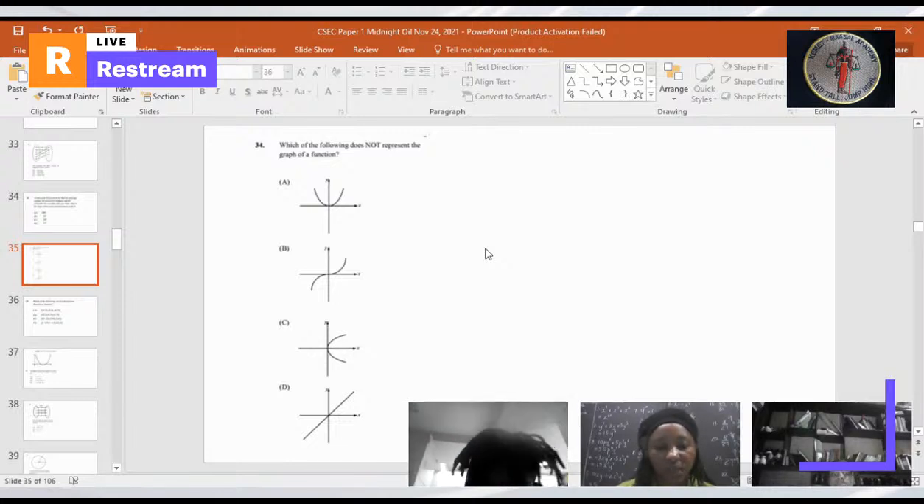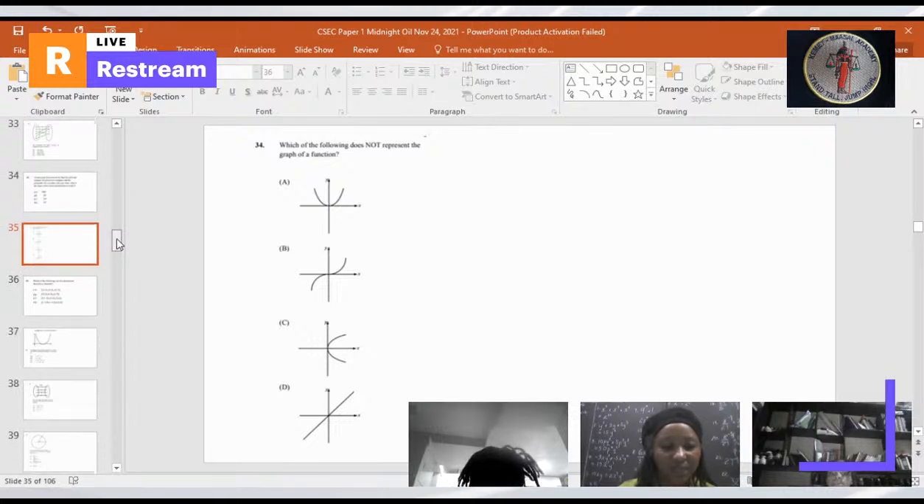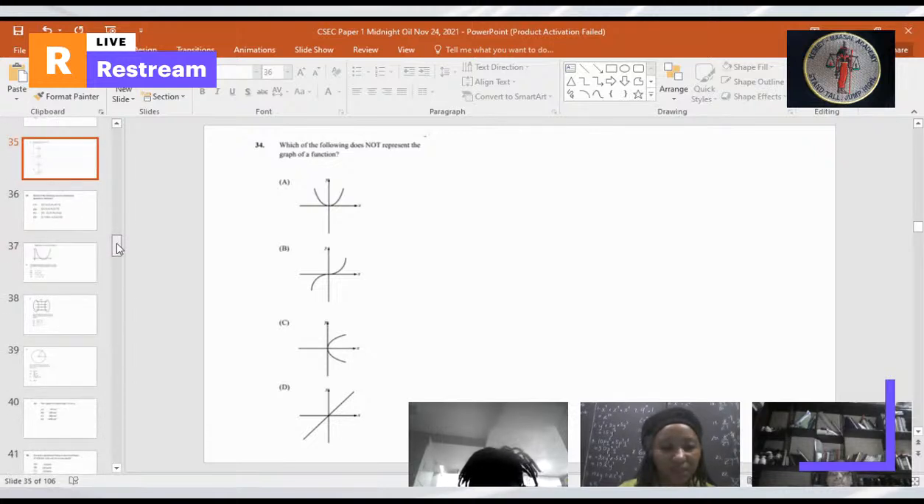How do we know just by looking at a graph if it is a function or not? I believe we did this last week, didn't we? In relations and functions. Yes, miss. Imani, what are you saying? How can we know if it's a function? It has a parabola, which is a complete curve, or a straight line.